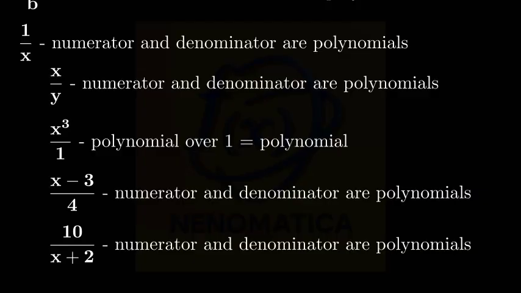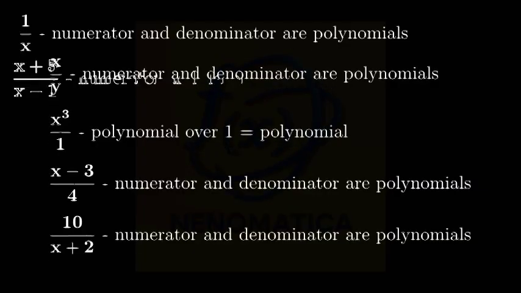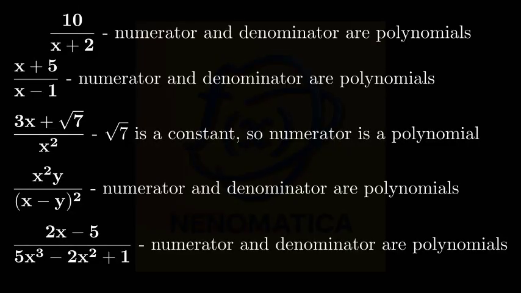Let's look at some more complex rational expressions. x plus 5 over x minus 1 is rational because both the numerator and denominator are polynomials. 3x plus square root of 7 over x squared is rational because the square root of 7 is just a constant, so the numerator is a polynomial and the denominator is also a polynomial.